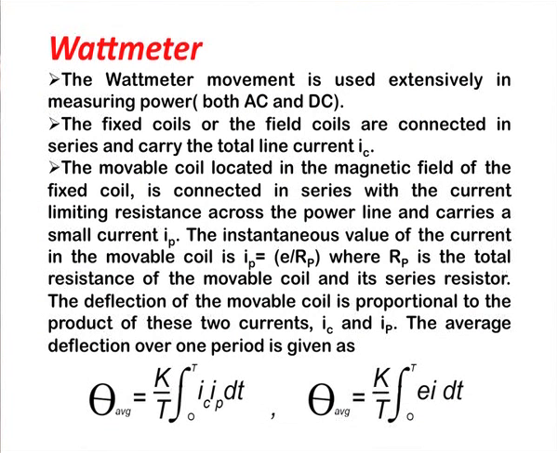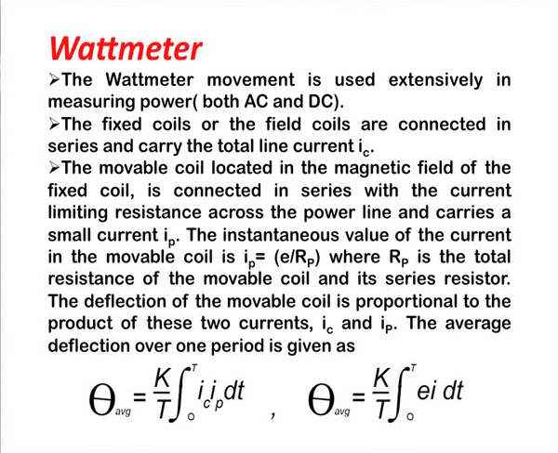Now, coming on to the watt meter, as the name suggests, it is capable of measuring power, both AC and DC power can be measured. Here the fixed coils or the field coils are connected in series and carry the total line current IC, which is the current from the input signal whose power is to be measured. The movable coil is located in the magnetic field of the fixed coil, is connected in series with the current limiting resistance across the power line and carries a small current IP.